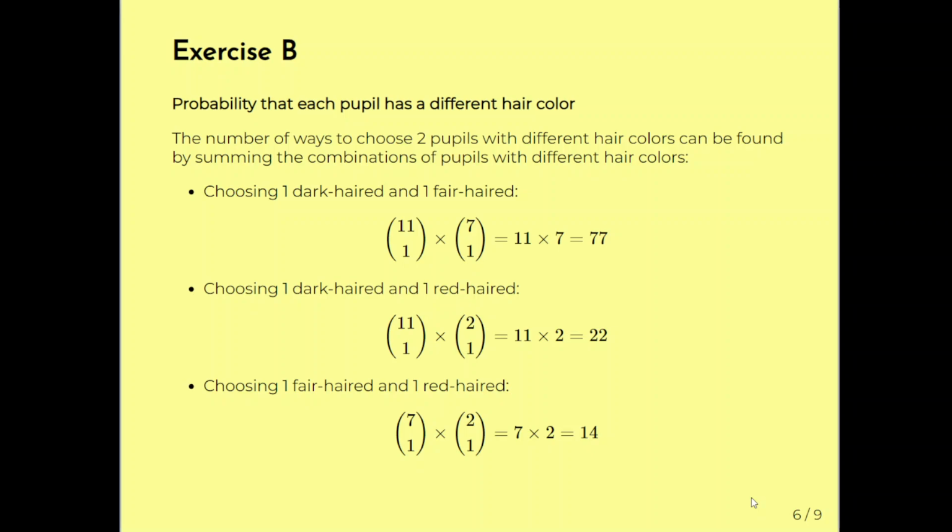What about 1 dark-haired student and 1 red-haired student? It's similar to the previous instance, but in this case we just have 2 ways to pick a red-haired pupil, because there are just 2 of them. You pick one or the other. And there are 11 ways we can pick a dark-haired student. So you have 11 times 2, which is 22. Using the numbers we've calculated previously, choosing 1 fair-haired student, there are 7 ways to do that, and 1 red-haired student, there are 2 ways. So altogether we have 7 times 2, 14 ways of picking 1 fair-haired student and 1 red-haired student.